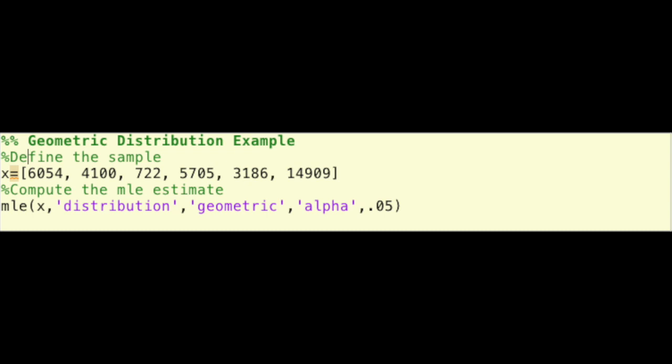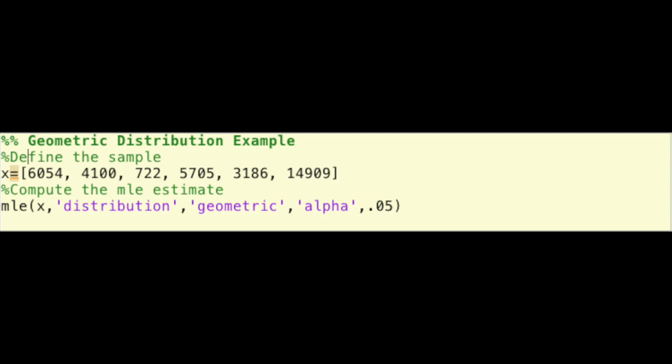So in a way that's similar to what we did with the binomial distribution, we will store the data that we've collected from 6 different experiments, where, again, we've sat down and repeated our independent trials over and over again until we have achieved our first preferred outcome, and we record the number of failures that were incurred first. And those values each time were 6,054, 4,100, 722, 5,705, 3,186, and 14,909.